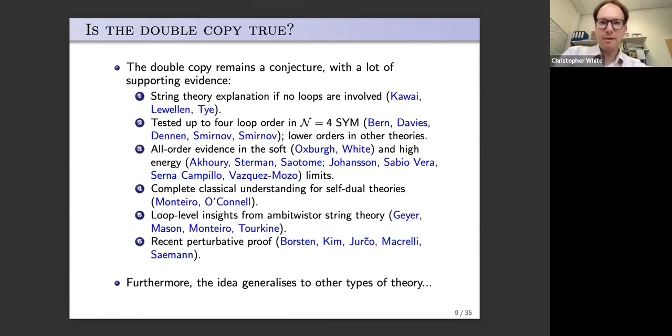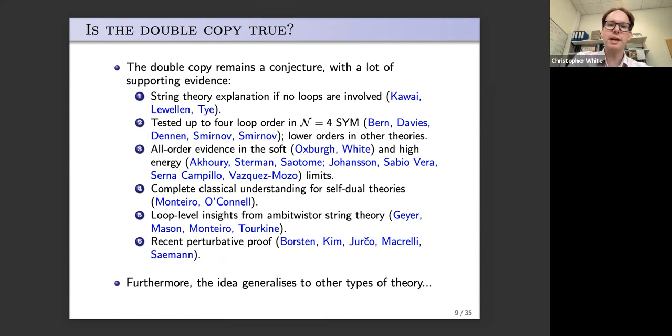I've talked about this up to now as if it's true. Let's have a look at whether it is. So the double copy arguably remains a conjecture. There are some people who would claim it was proven, but there are counter arguments to that and so on. So I'll just be diplomatic and say it remains a conjecture, but with a lot of supporting evidence.